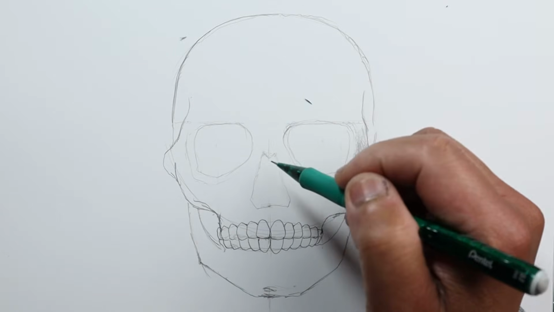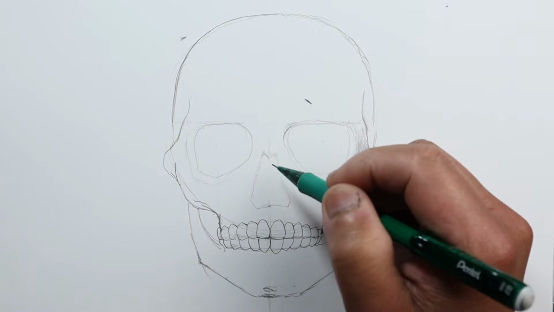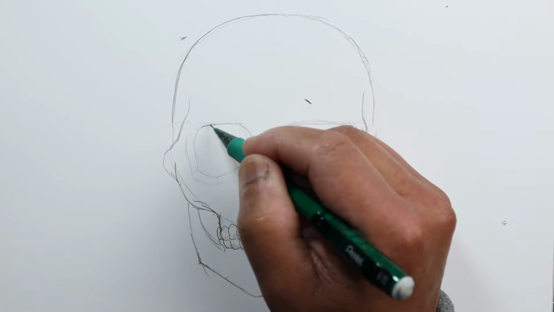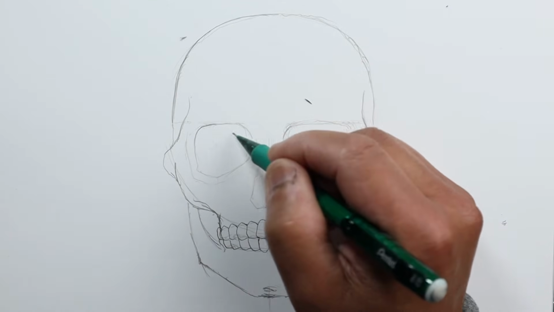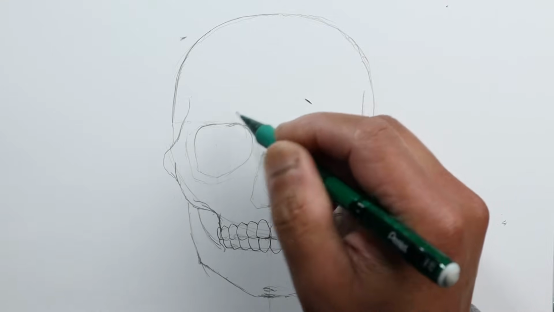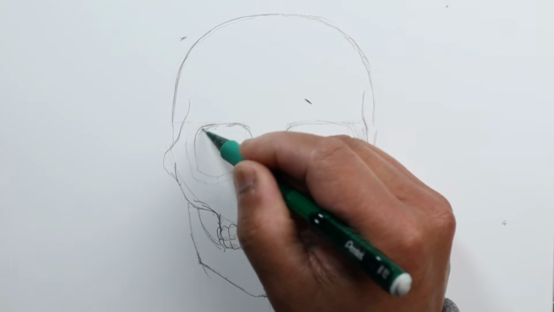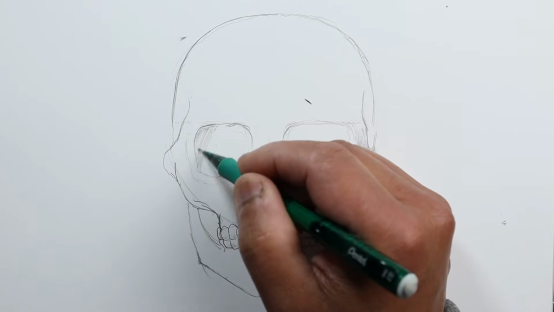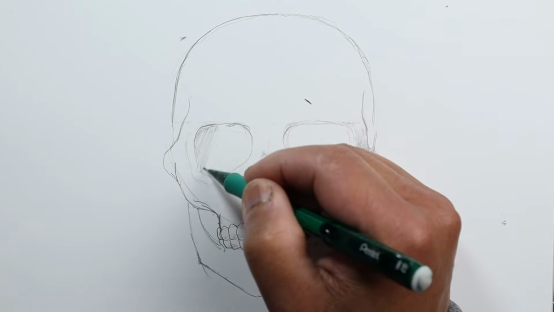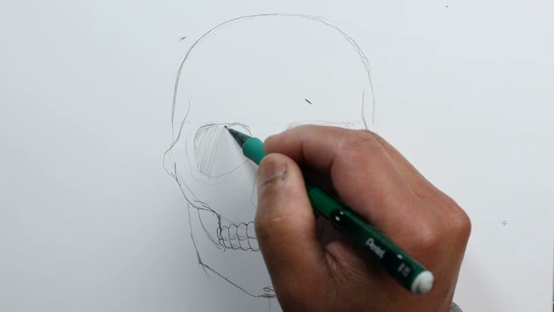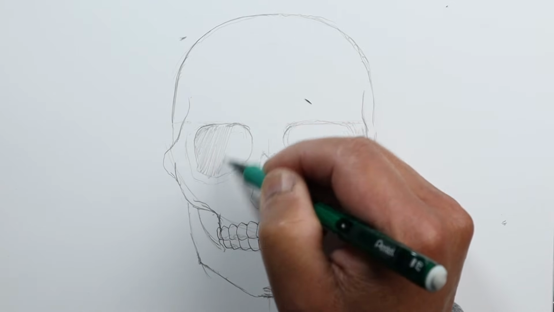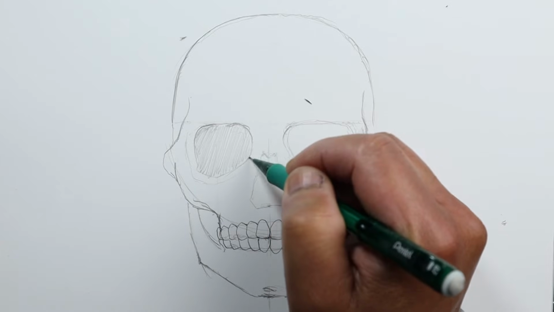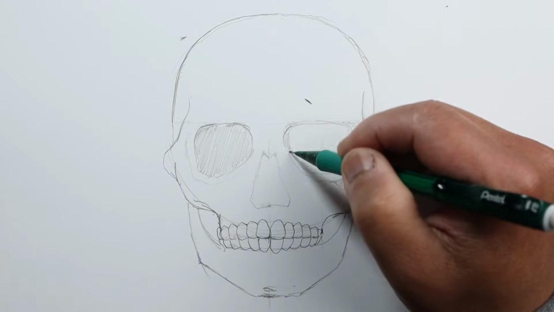So first thing we'll go ahead and do is put in the darks, shadows. So this is going to be fairly dark inside. So I'll just go ahead and do an initial single tone to cover this whole area. Same with here.